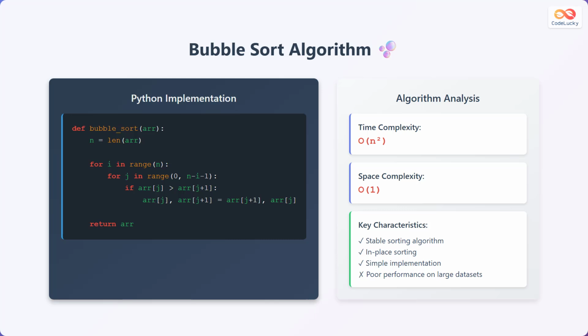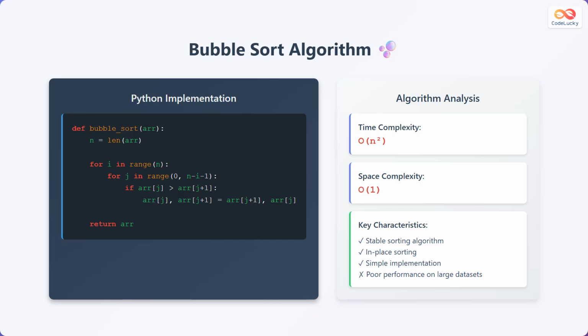Bubble sort is one of the simplest sorting algorithms to understand. The algorithm works by repeatedly stepping through the list, comparing adjacent elements and swapping them if they're in the wrong order. The process is repeated until the list is sorted. In the implementation, the outer loop runs n times, while the inner loop compares adjacent elements. When arr of j is greater than arr of j plus 1, they are swapped.